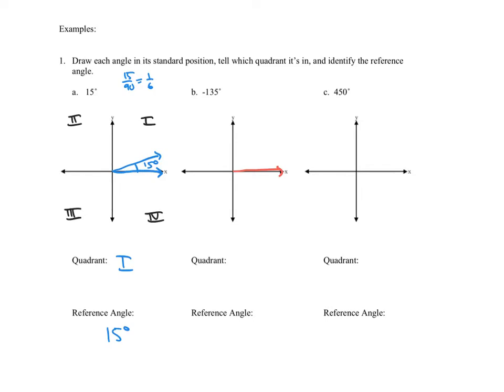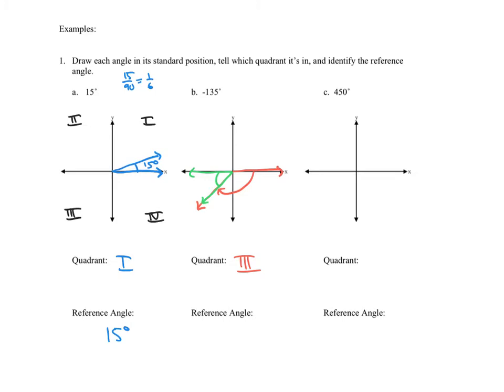So if we're going 45 degrees past 90, we're going to the middle of quadrant 3. So we swing down in that direction, and it lands in quadrant 3. Its reference angle is the acute angle formed between the x-axis and the terminal side of the angle. So the reference angle would be this angle right there.